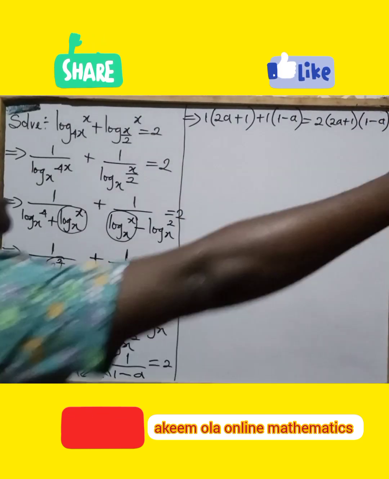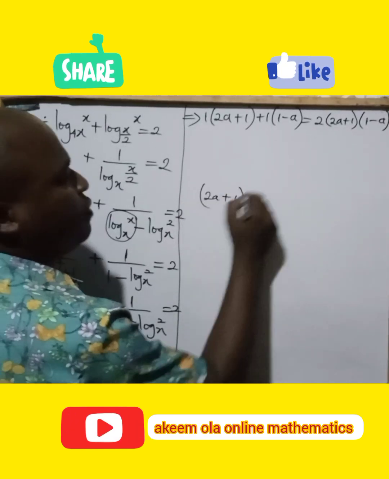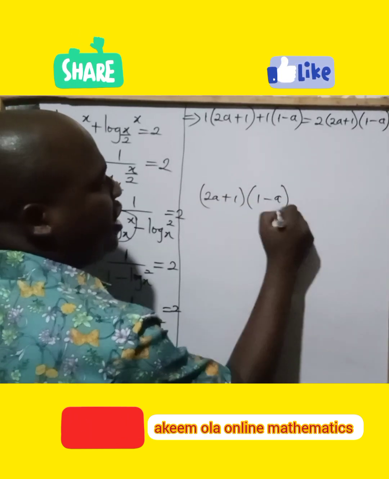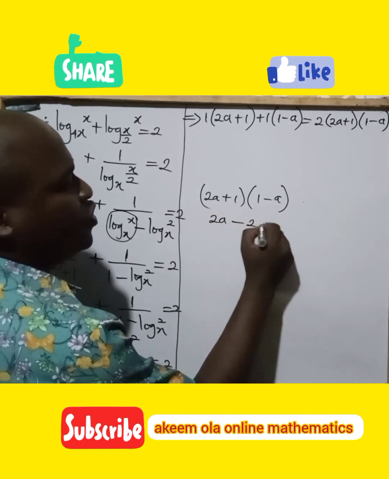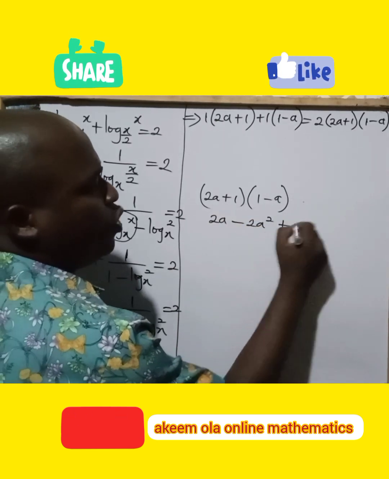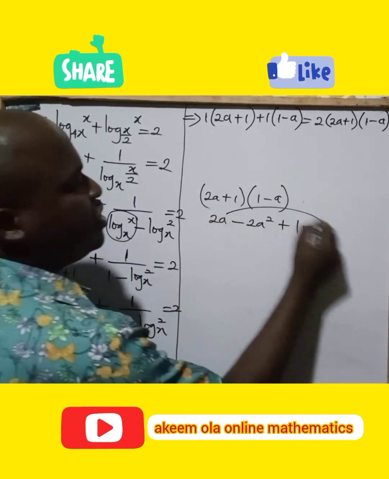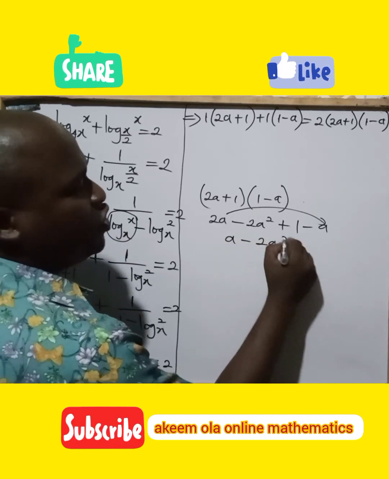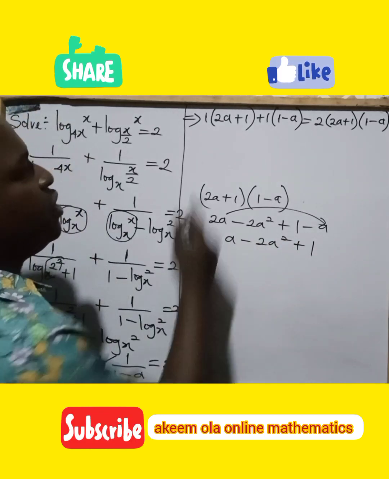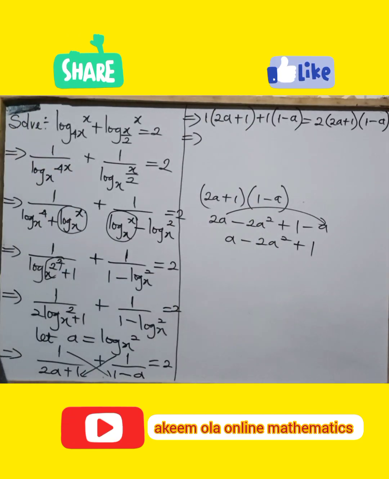Simplifying the left hand side, simplifying the right hand side, we have 2a plus 1 into 1 minus a. That will give us 2a minus 2a squared plus 1 minus a. Going further, this one and these are the same. Going further, we are going to have a minus 2a squared plus 1. If you simplify this, the 1 we have has no effect on what is inside the bracket.